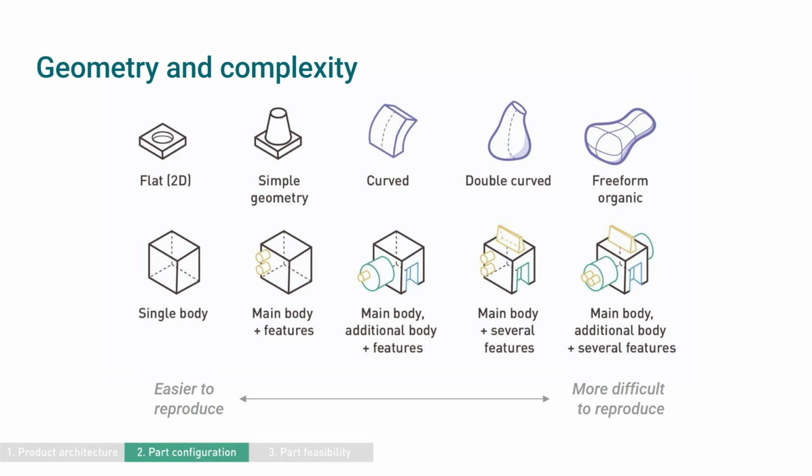Understanding the geometry and complexity of the part will help you see how the part is structured and plan how to reproduce it. The image shows both shape and complexity types. These will influence how difficult it will be to measure and reproduce your parts. For example, measuring a complex curve or freeform shape will be difficult and time-consuming. The same goes for parts with a lot of additional bodies and/or features.